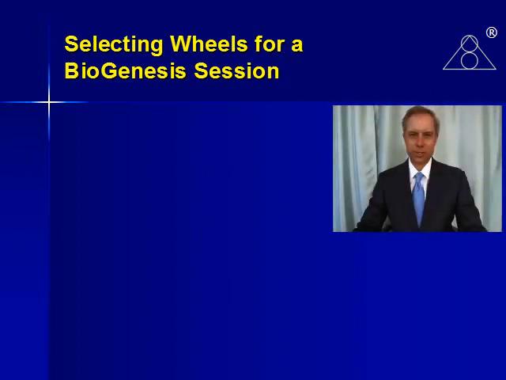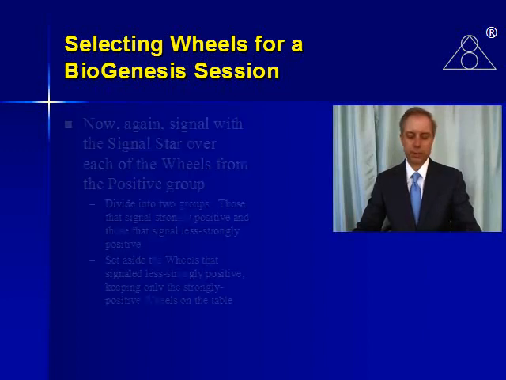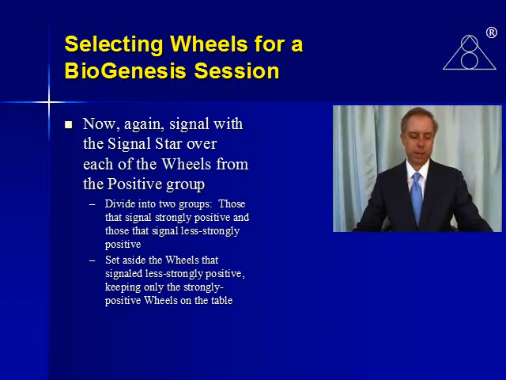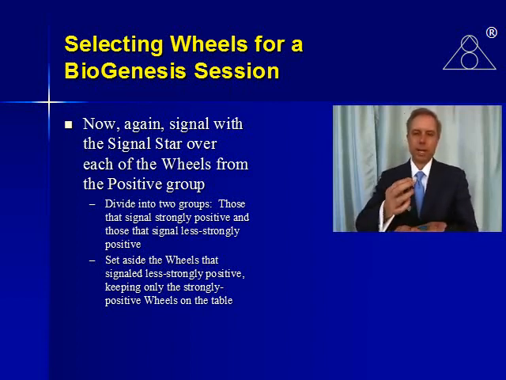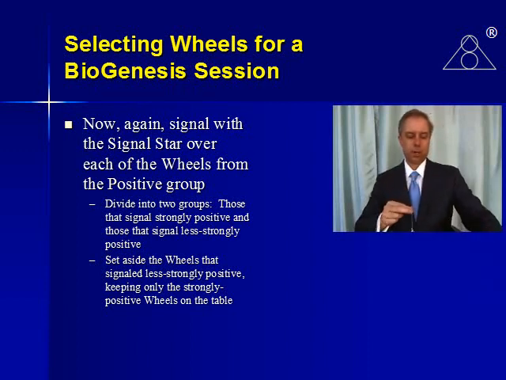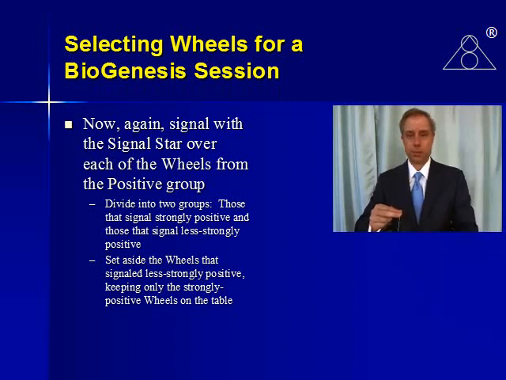For this practice session, you are going to be focusing on those wheels that you put into your positive pile, the wheels that have a positive indicator. And you will go ahead and use the signal star over each of those wheels once again to find out just how strongly positive they indicate. Here, I've got an aqua blue progress, and it is, as you can see, very strongly positive. So it goes in the strongly positive pile.